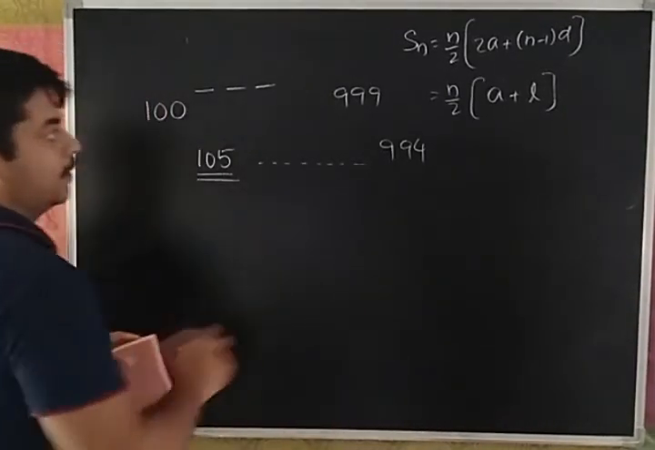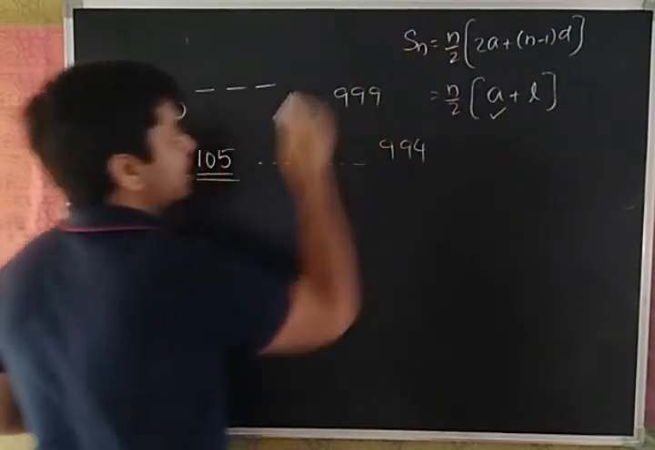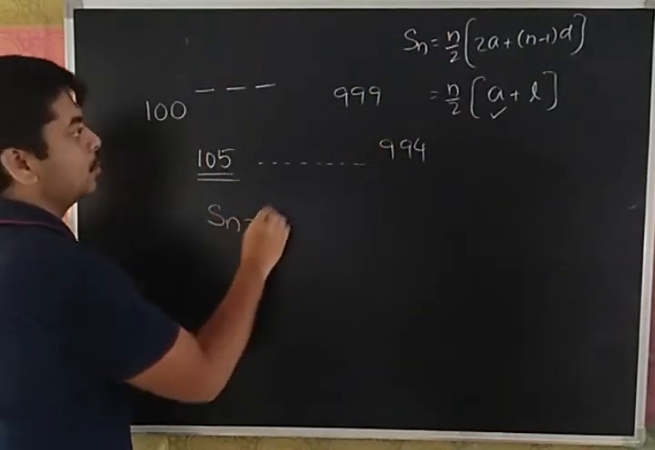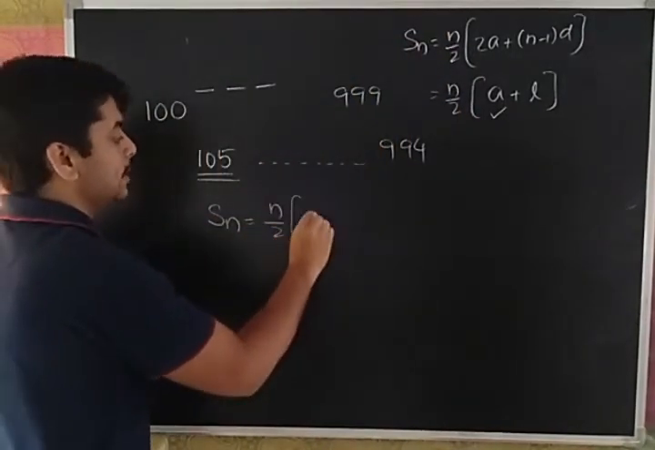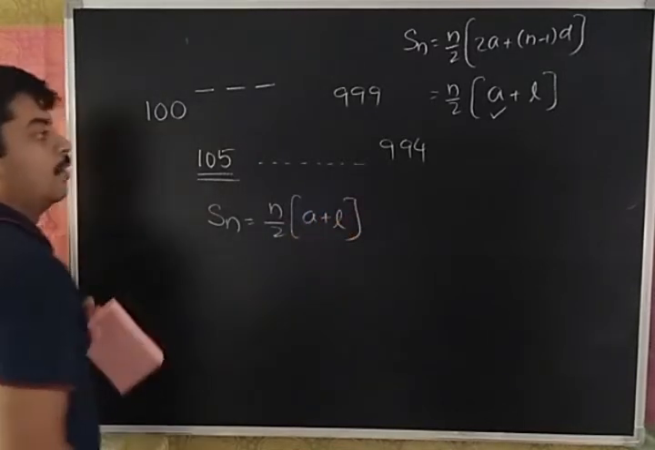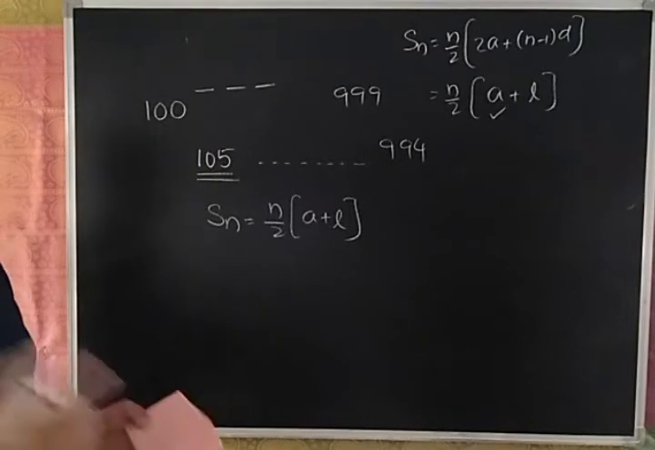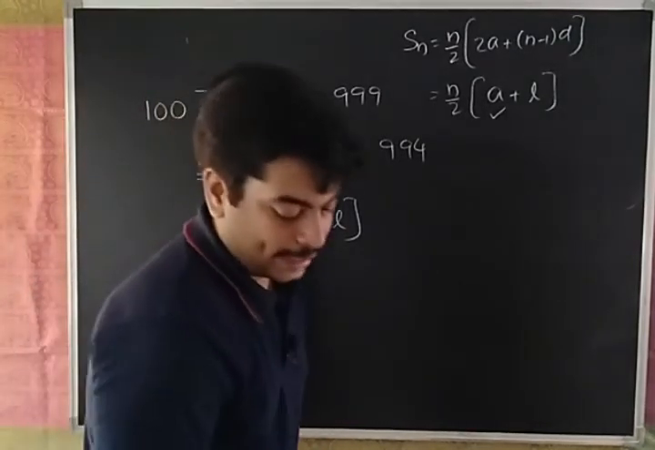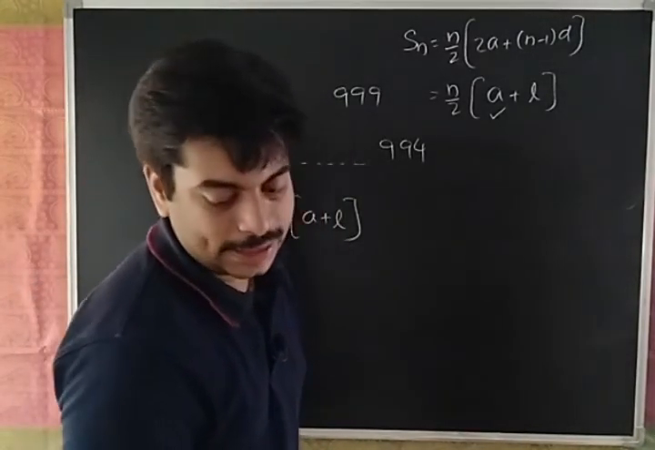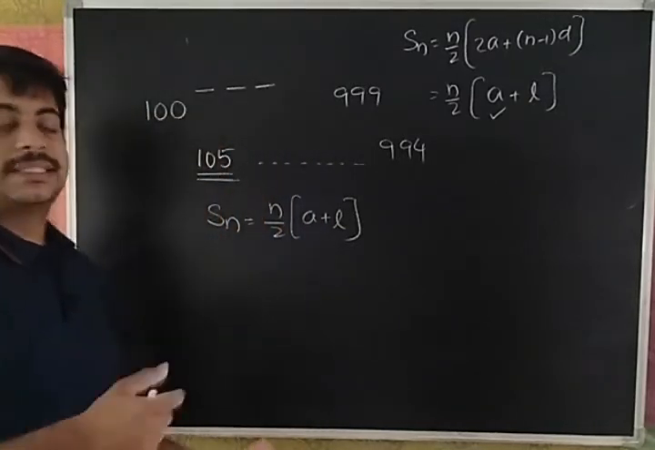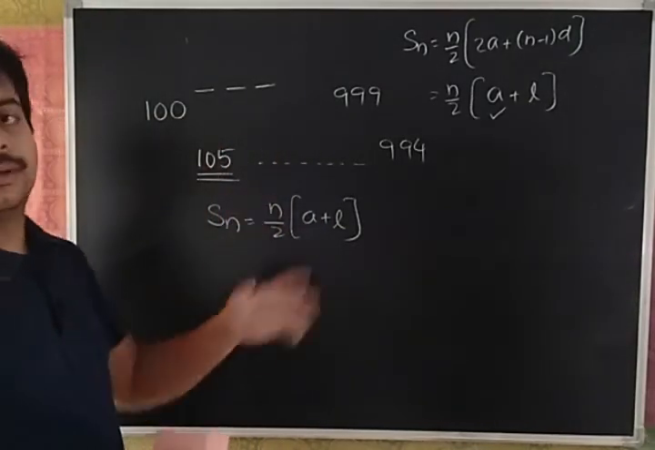But we don't need this one because we have this formula. Sn is equal to n by 2 into a plus l. What is n? How many elements are there? We don't know that. See the question. What was the question? Find the sum of all 3-digit natural numbers divisible by 7. But still we don't have n. We need to find n.